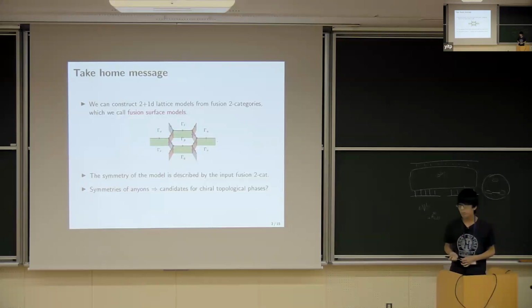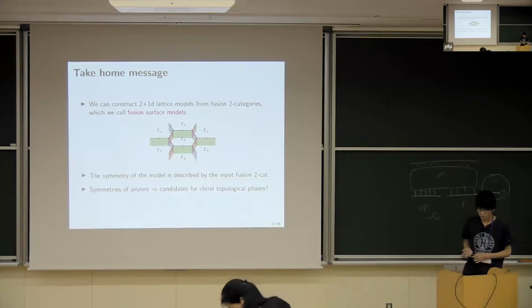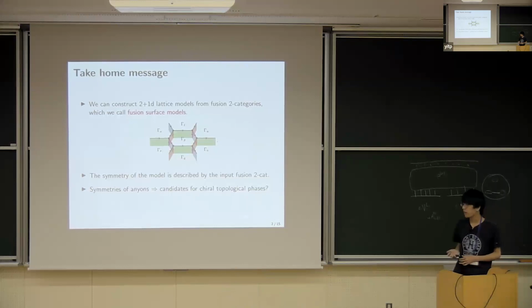An interesting example of this fusion 2-category symmetry is the symmetry of anyons, which is described by a modular tensor category. If this modular tensor category symmetry is spontaneously broken, then the model exhibits a topological order that is described by the same modular tensor category. In particular, this includes chiral ones. So this suggests that the fusion surface models may provide natural candidates for chiral topological phases on the lattice. But for now, it is still unclear whether these models can indeed realize these phases or not. So this is the short summary of this talk.